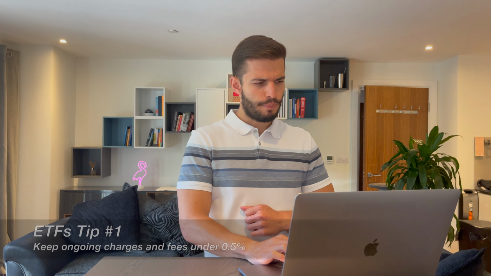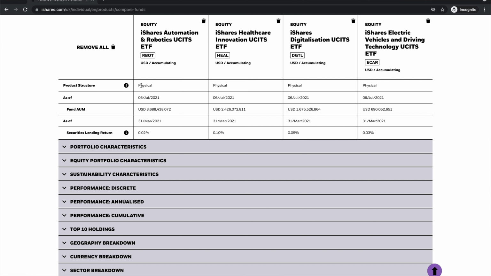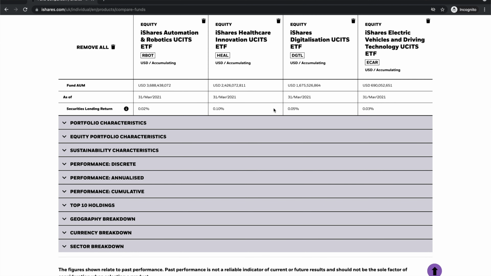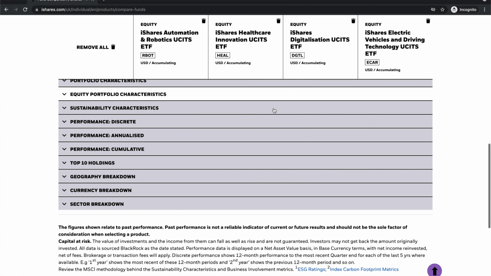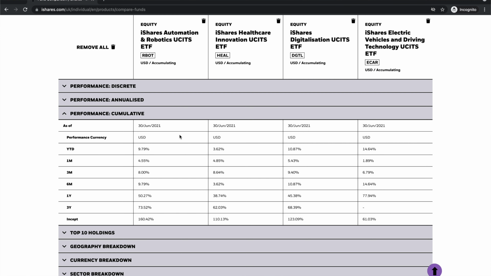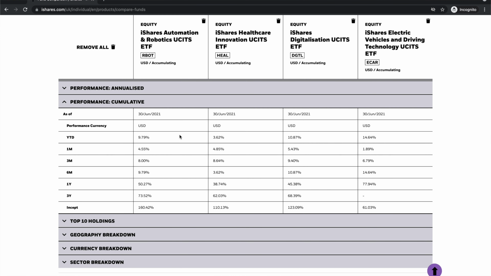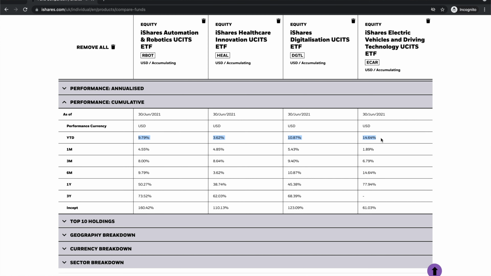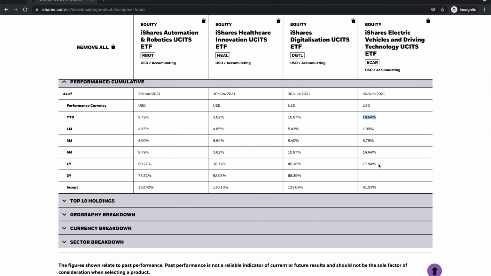Great. So we can see that the product structure is all physical. This just means that all these ETFs actually hold real shares underneath. Something that is very important to look at is obviously the performance, and more particularly the cumulative performance. So let's look at that. Here we can see the different performance figures. If we look at, for example, the year-to-date performance, we can see that the eCar ETF, or electric vehicles and driving technology ETF, is the one with the best performance year to date. And if we look at, for example, the 1 year performance, this one is also the one with the best performance.